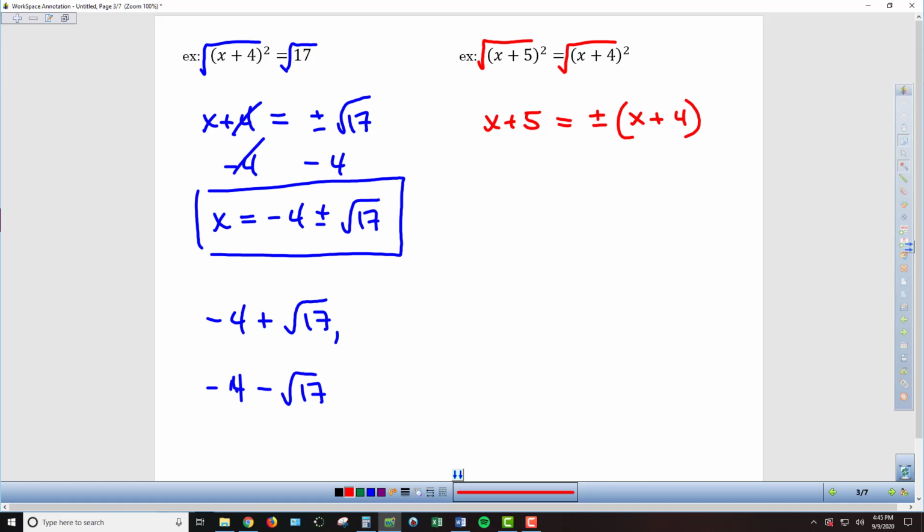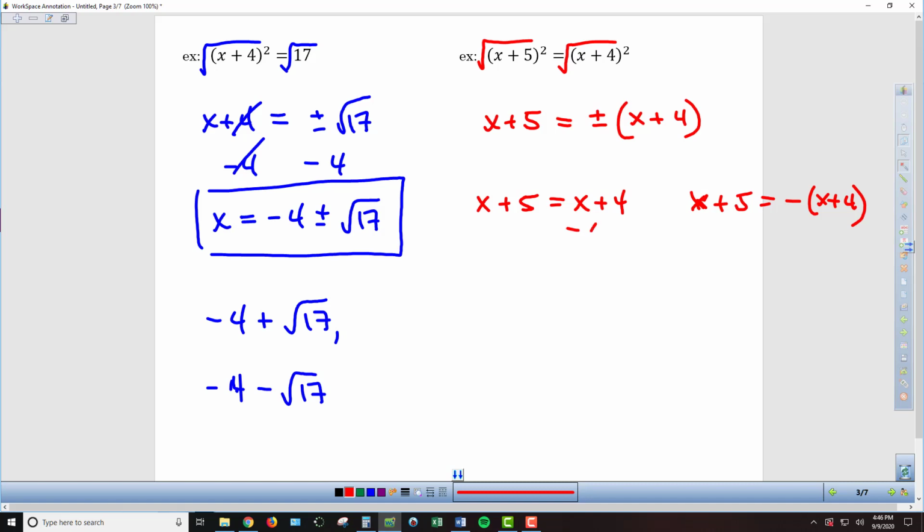So now, unlike the others, I'm really going to split this up into two separate problems that I'm going to solve. I think at this point it might be a little bit easier for us to do that. So I'm going to have it be x plus 5 equals the positive version of what's in the parentheses, and then I'm also going to say that x plus 5 equals the negative version of what's in the parentheses. And so now I need to solve each of these mini equations to find the solutions to the problem.